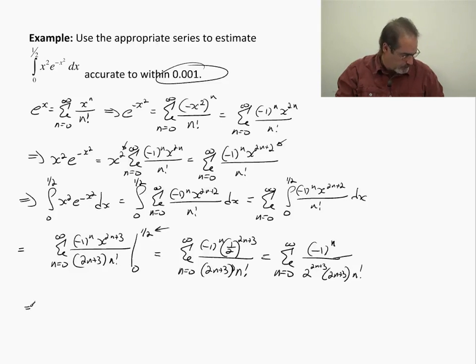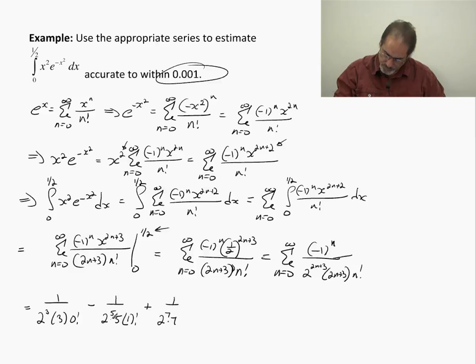This is going to be equal to 1 over 2 cubed times 3 times 0 factorial, minus 1 over, when n is 1, 2 to the 5th times 5 times 1 factorial, plus 1 over 2 to the 7th times 7 times 2 factorial. I'm going to stop there. This should be approximately, because I'm not going out forever, but this piece is equal to, and I worked this out a little bit earlier, 1 over 24 minus 1 over 160 plus 1 over 1,792. And of course this would keep going.